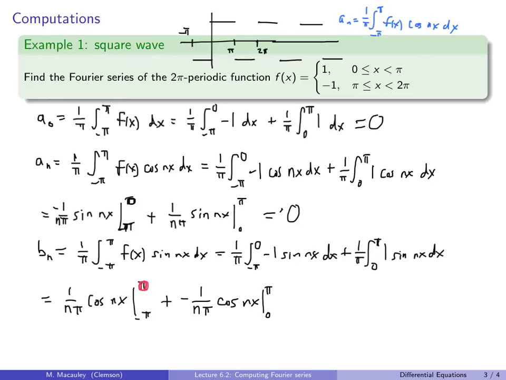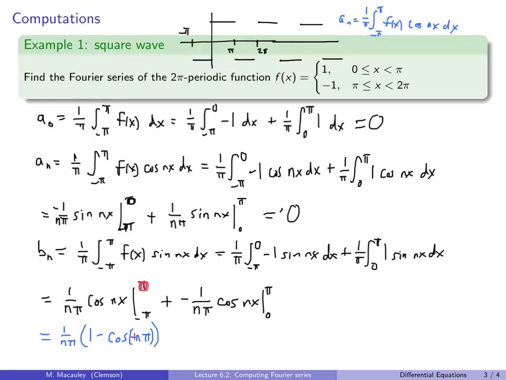So let's be careful here. This first one is 1 over n pi times cosine of 0, which is 1, right? So 1 minus cosine of n pi. Well, technically I should say cosine of negative n pi. But remember, cosine of negative x is cosine of x, so we can make that positive if we want to.